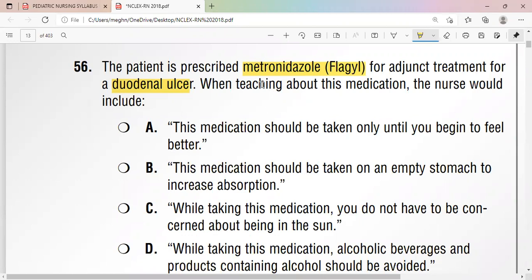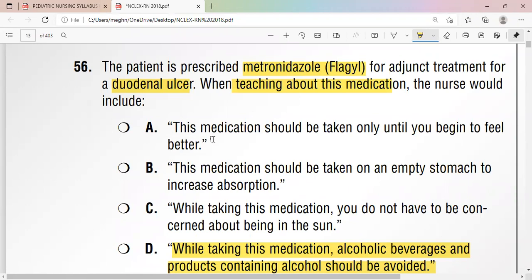So the correct answer, for metronidazole for the duodenal ulcer, teaching which the nurse should include, is number D, right? While taking this medication, alcoholic beverages and products containing alcohol should be avoided. Alcohol will cause extreme nausea if consumed with metronidazole. So alcohol and metronidazole, not together.